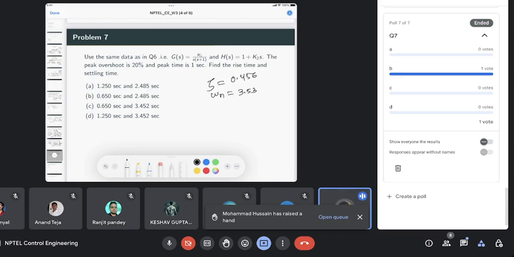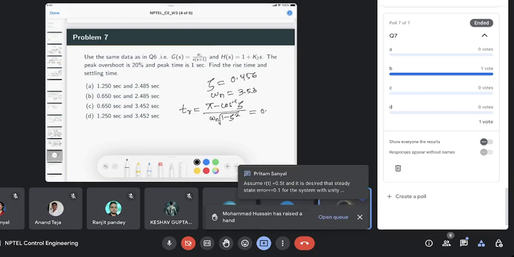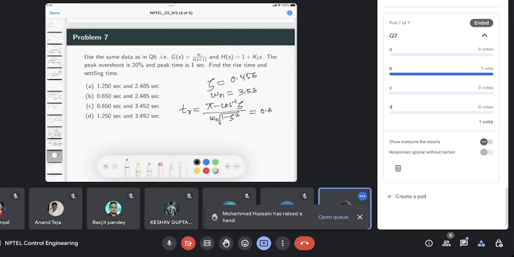So you just write the formula for the rise time and settling time. For the rise time, this formula is, pi minus theta over omega d. So you just plug in the value of zeta and omega n and you find this value. Okay, this is something like 6.650. Okay, so this is the rise time.